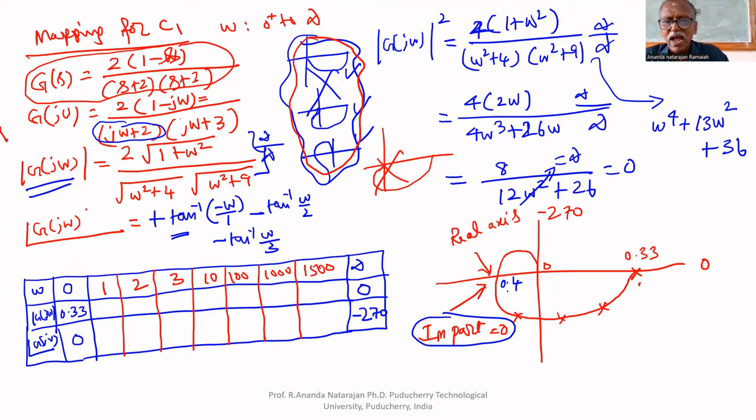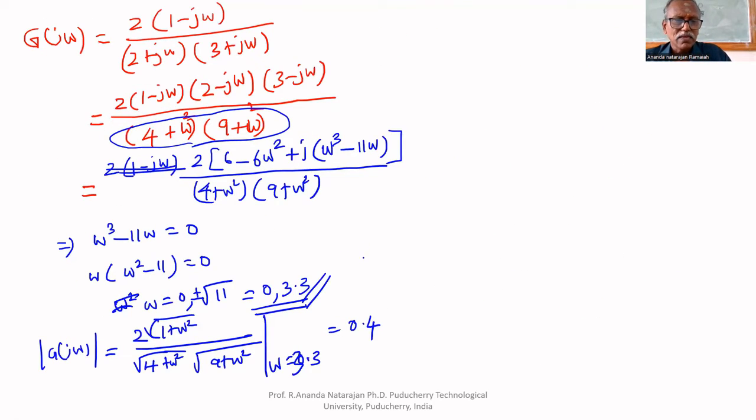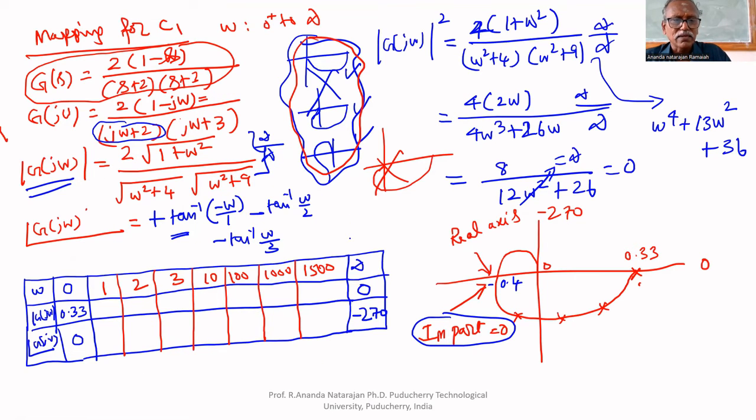What is the angle? Angle 180. Therefore, minus 0.4. We got only the magnitude, the modulus of G of j omega, and it intersects the real axis at minus 0.4. If you substitute omega equal to 3.3 in the angle criterion, you will get angle 180 degrees. So minus 0.4. So we plotted for 0 to infinity.